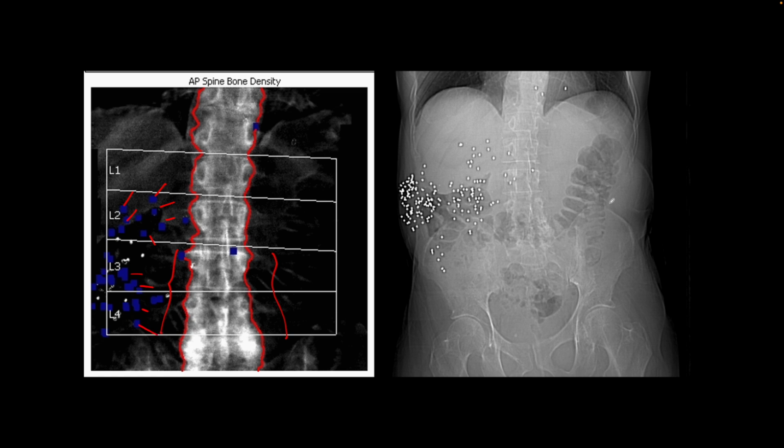These, from a prior plain film, turned out to be pellets from a BB gun, and they were shot at in the past, and all of these pellets are lodged in the subcutaneous and soft tissues of the right side of the abdomen. So if there are any that overlap the vertebral bodies, like right there, they have the potential to increase the bone mineral density, and they cannot all be removed manually and not counted towards this vertebral body bone mineral density.